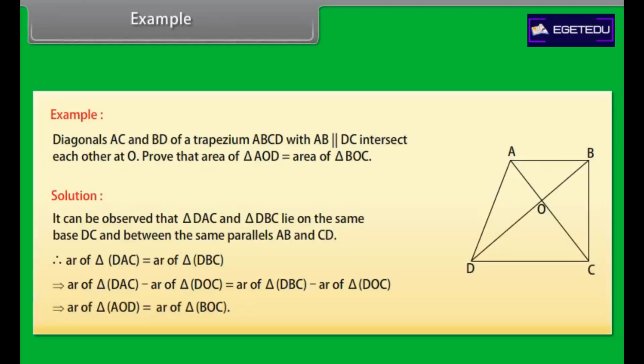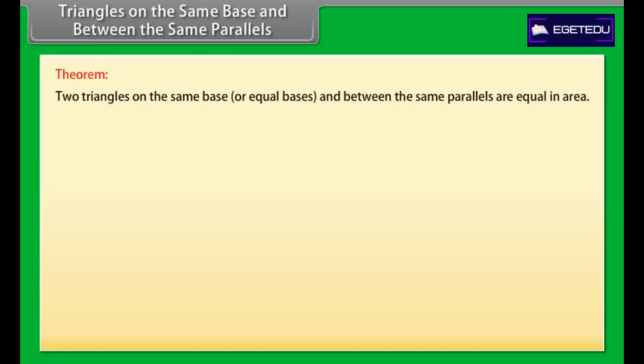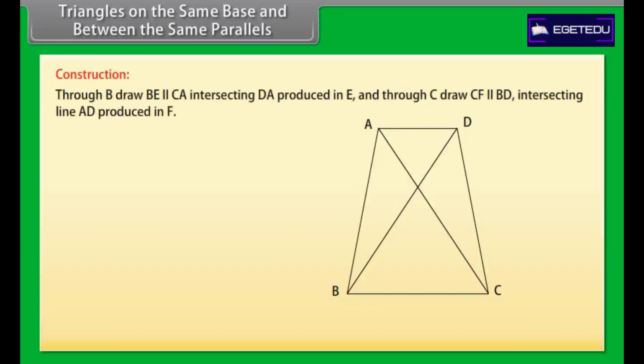Therefore, area of triangle DAC is equal to area of triangle DBC, which implies area of triangle DAC minus area of triangle DOC is equal to area of triangle DBC minus area of triangle DOC, which implies area of triangle AOD is equal to area of triangle BOC. Triangles on the same base and between the same parallels. Theorem. Two triangles on the same base or equal bases and between the same parallels are equal in area.